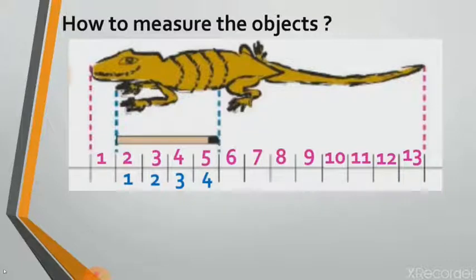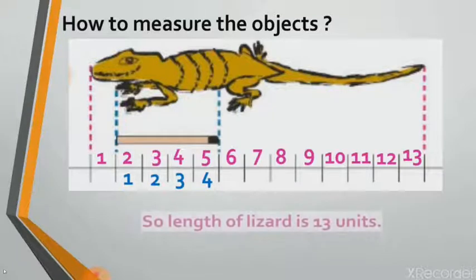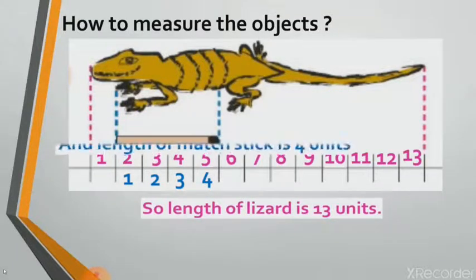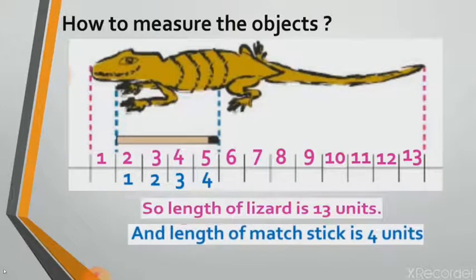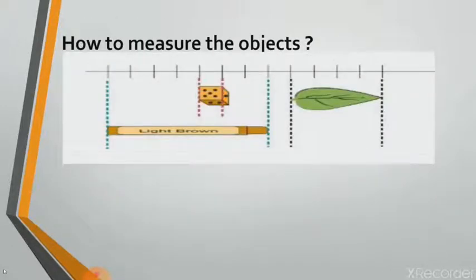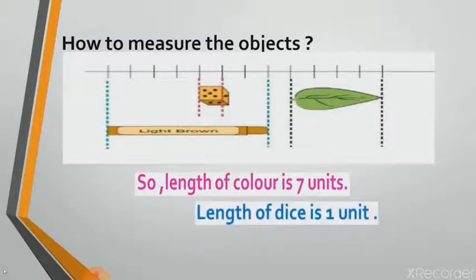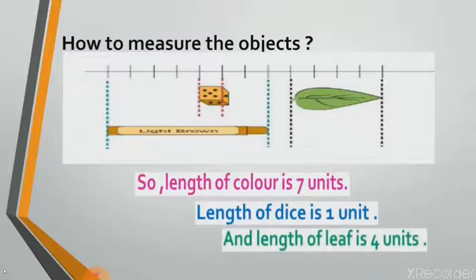Now, how to measure the length of the objects? See the lizard and matchsticks. The length of lizard is 13 units and the length of matchstick is 4 units. The length of color is 7 units and the length of dice is 1 unit. The length of leaf is 4 units.